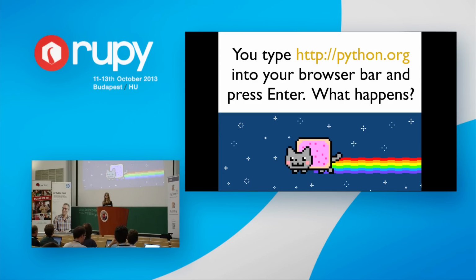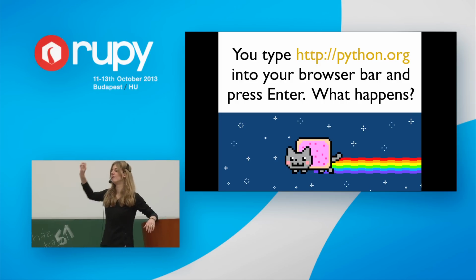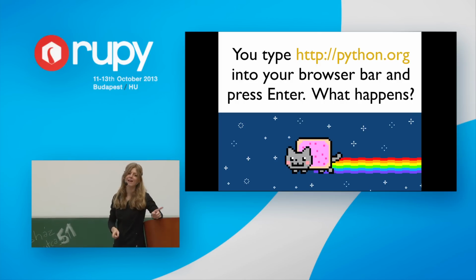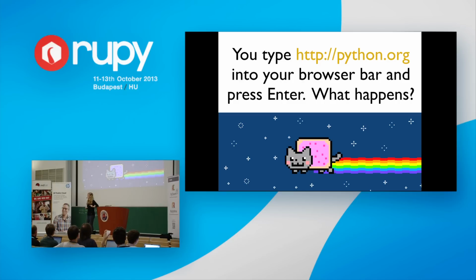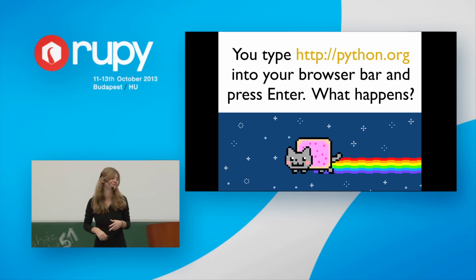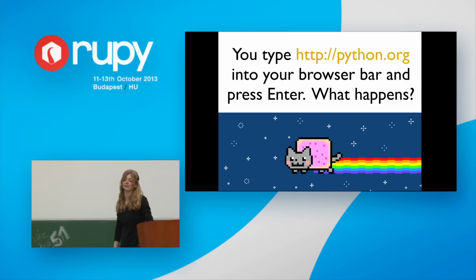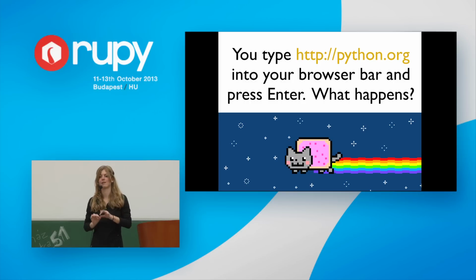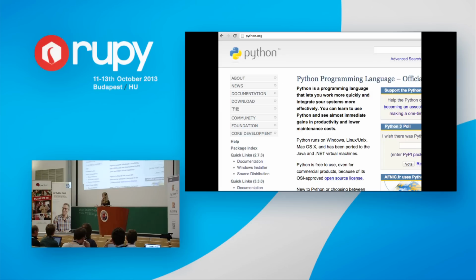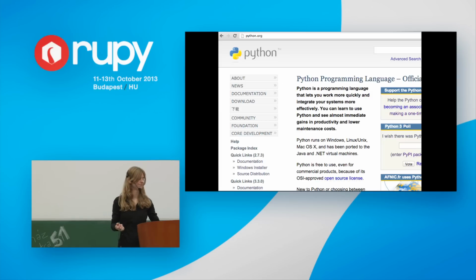Okay, but how the internet works. This is the question that is nominally the point of this talk, although I have to admit that the real point of this talk is for me to share my enthusiasm for networking with you all. But this is the question we're nominally trying to answer. You type http://python.org into your browser bar and you press enter. What happens at a networking level to get the python.org homepage displayed on your screen?